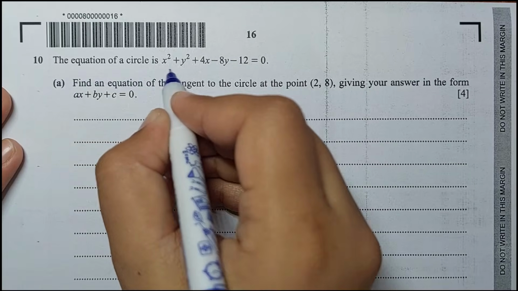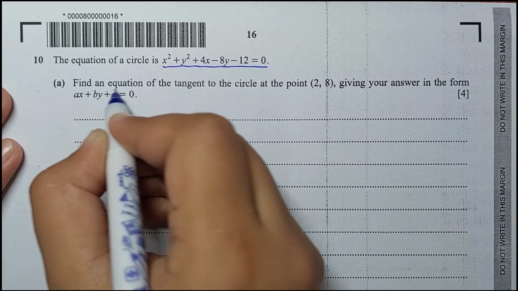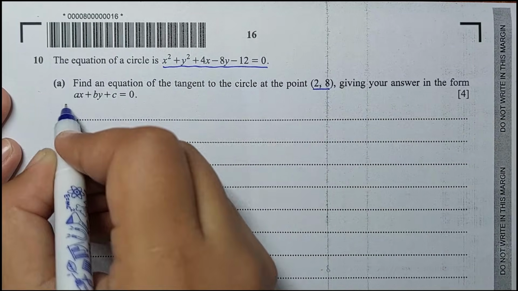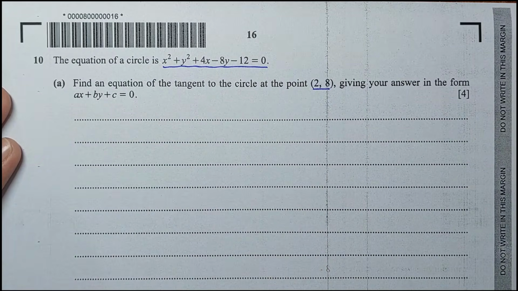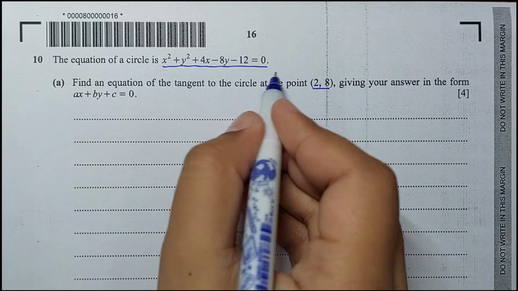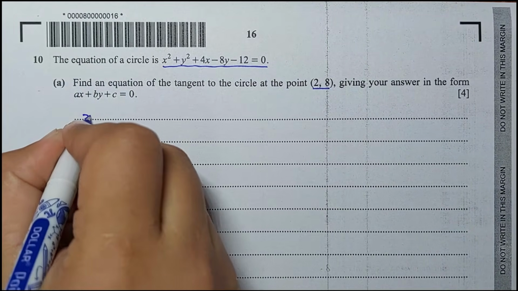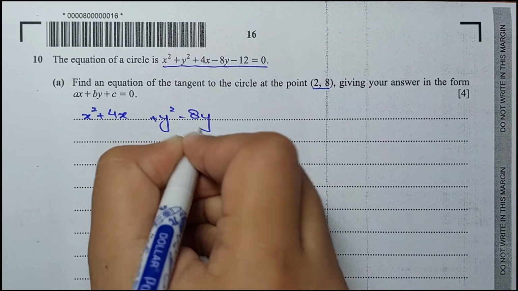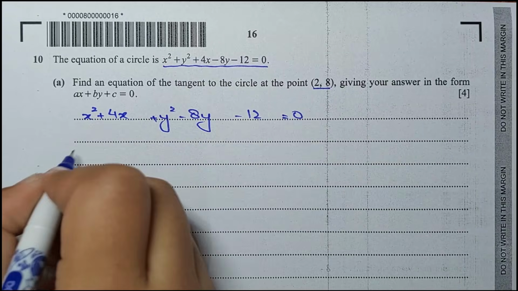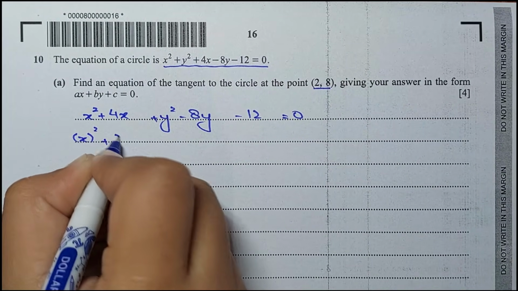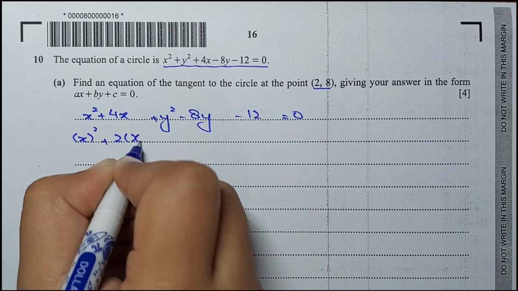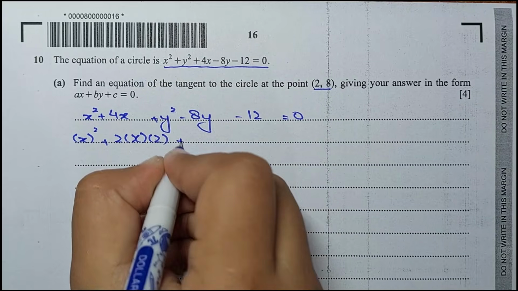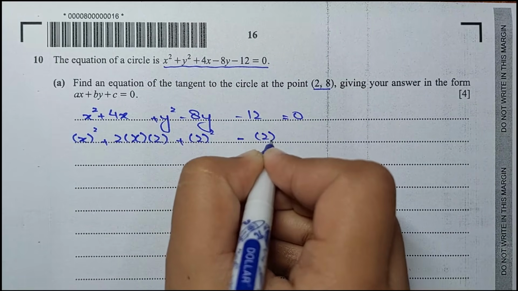Question number 10, the equation of the circle is given. Part A: find the equation of the tangent to the circle at the point 2, 8. Give your answer in the form ax plus by plus c. Okay, equation of the tangent to the circle. Let me find the center of the circle. So x squared plus 4x plus y squared minus 8y minus 12 equals 0. Complete the square. x squared plus 2 times x times 2, which is 4x, so we add 2 squared and also subtract 2 squared.